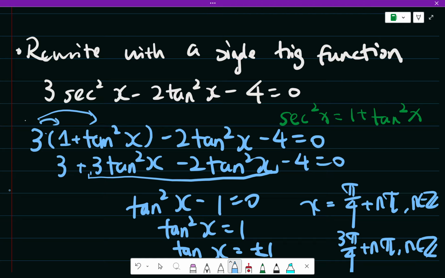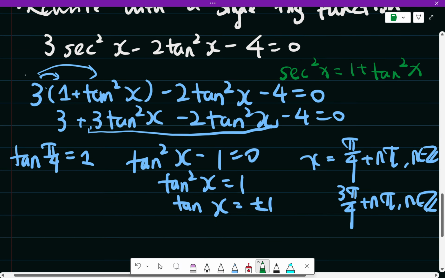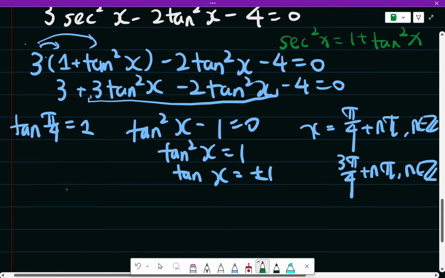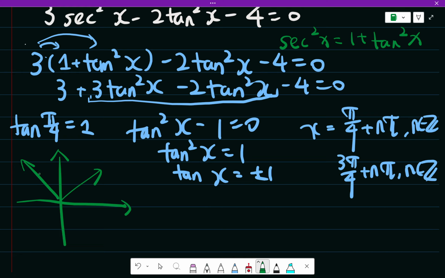Essentially, how I came up with this generalization is we know that tangent of pi over 4 is 1. So this is a reference angle. So if we draw it on a Cartesian plane, we can have 45 degrees, pi over 4, 3 pi over 4, 5 pi over 4, or 7 pi over 4.